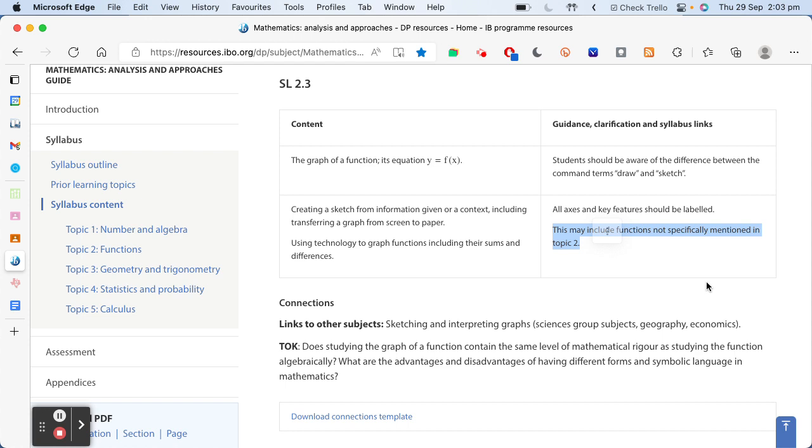So the idea of a domain, the idea of a range, and to be able to graph them as well. I wanted to point out this bit here, which I think is useful to remember when thinking about the calculator. It says students should be aware of the difference between the command terms draw and sketch. What is the difference? Who can say? Sketch is a rough representation and draw is an accurate representation.